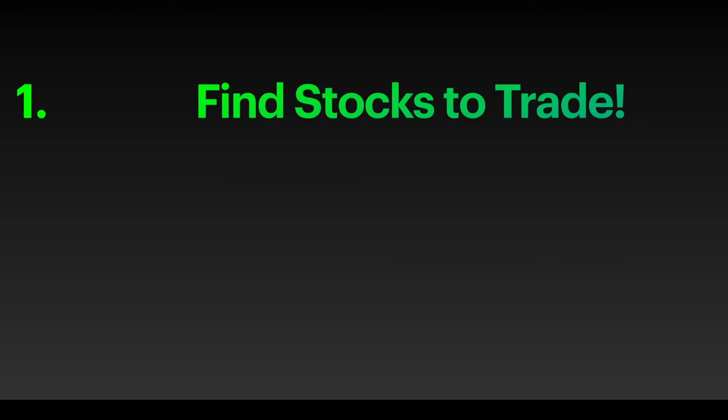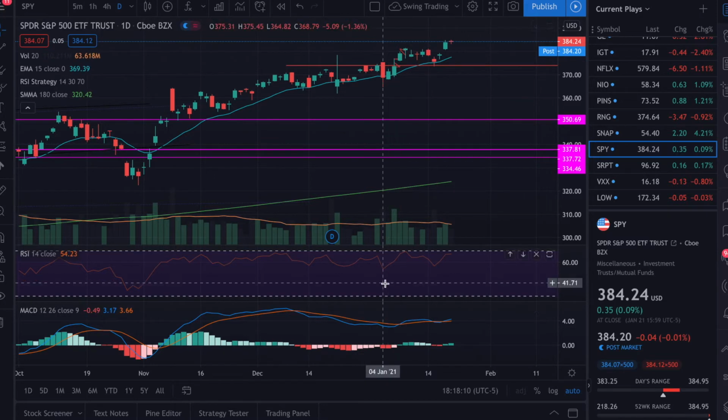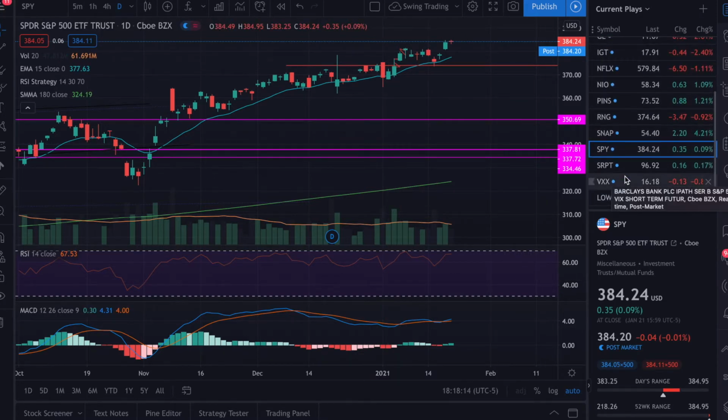And step number 1, find stocks to trade. In finding stocks to trade, I use a platform called TradingView, so let's go on over there now. All right, now that we're over here on TradingView, there's a couple of things that you'll see. I have a lot of stuff on here, and I have my current plays listed over here. I've got a bunch of different stocks that I'm playing, and this is just something that you can do on your own with whatever stocks and indicators you prefer.